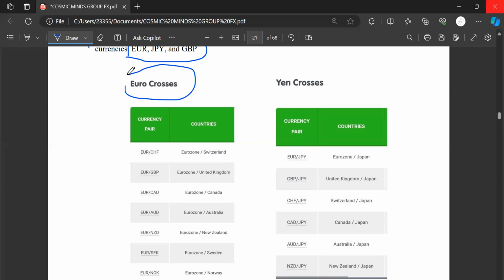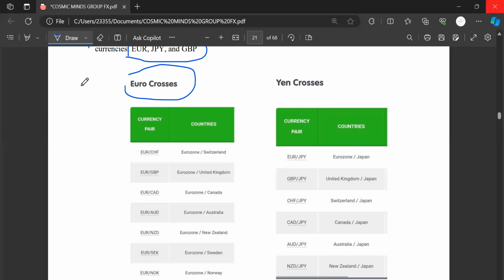So with that being said, we move towards the crosses. You can even say the major crosses or the minors, whatever. The key word is crosses. The crosses are the major currencies paired with each other, except the US dollar in that.